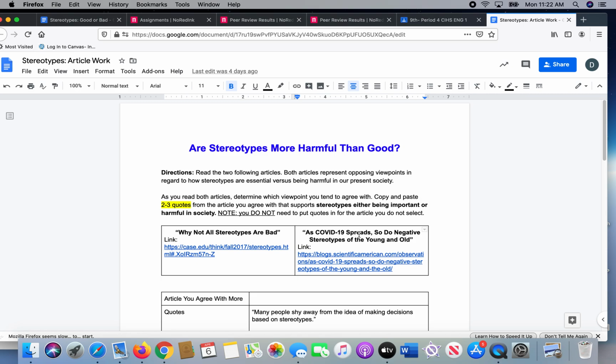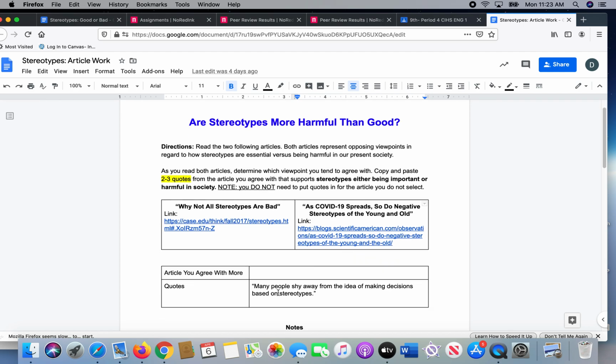Or, for example, "As COVID-19 Spreads, So Do Negative Stereotypes of the Young and Old." So, an example would be in our writing, in "As COVID-19 Spreads, So Do Negative Stereotypes of the Young and Old," put that quotation mark for the article, comma, the author seems to agree with this, this, and this. So, you just need to reference the article in that first sentence at least, and then 2 to 3 sentences after that, summarizing what you took away from the article. Check the quotes. The quotes will help you remember the main features of the article that stood out to you.